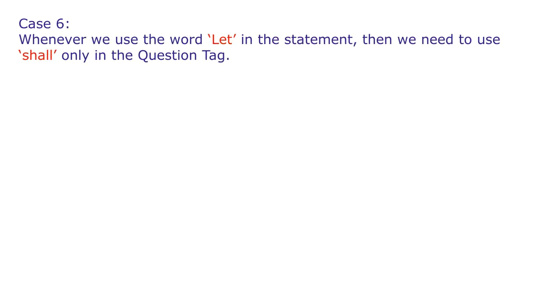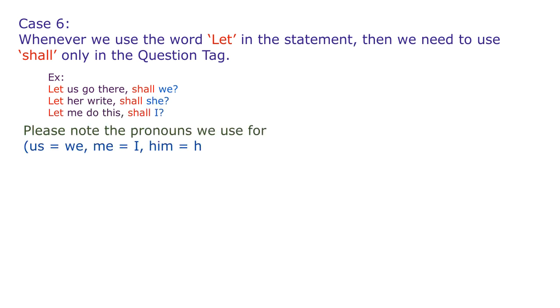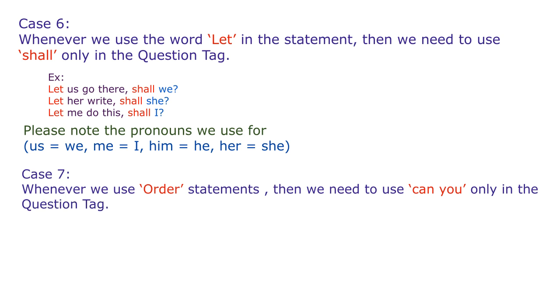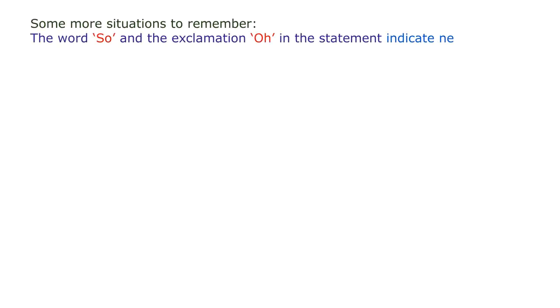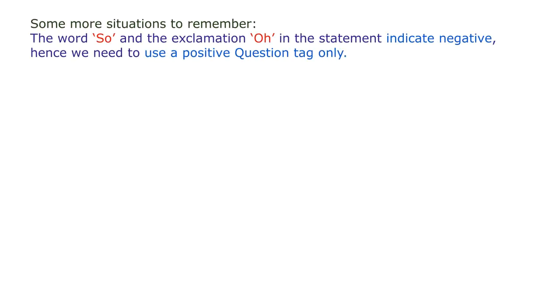In another case, whenever we use the word let in the statement, then we need to use shall only in the question tag. For example, let's go there. Shall we? Let her write. Shall she? Let me do this. Shall I? In another case, whenever we use order statements, then we need to use can you only in the question tag. Wait there. Can you? Come here. Can you?